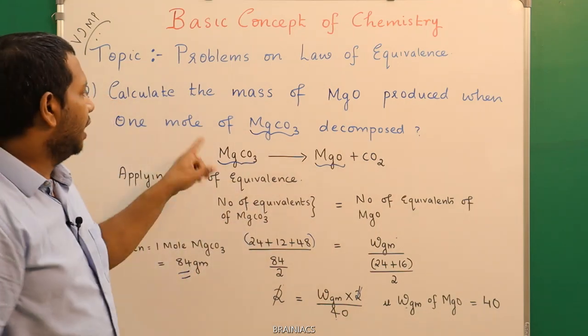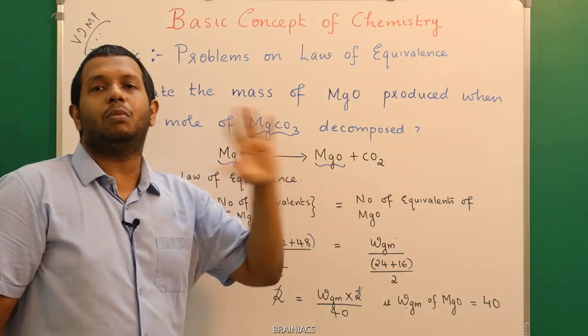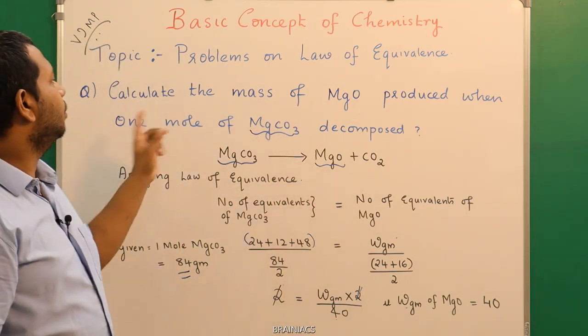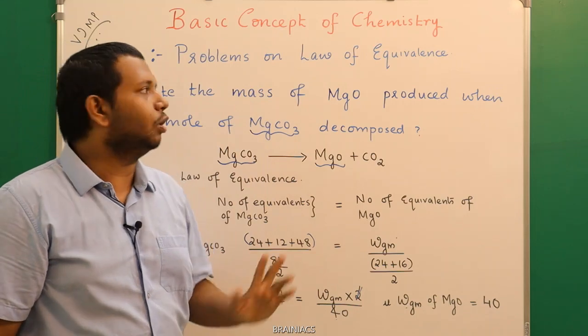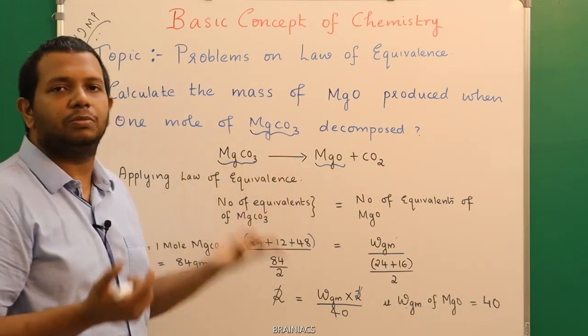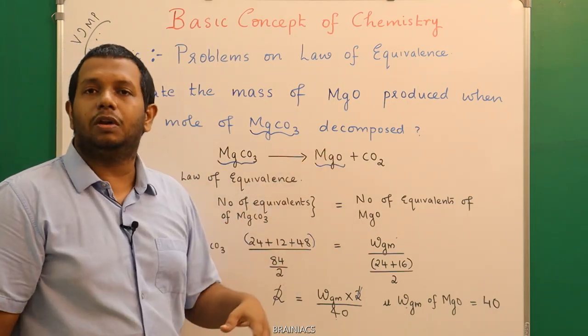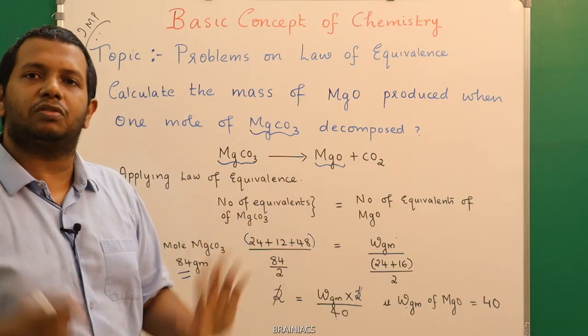I know that as per the stoichiometric ratio, 1 mole of MgCO3 gives rise to 1 mole of MgO. Now very simple, what they are asking you: calculate the mass of MgO produced when 1 mole of MgCO3 is decomposed. So given is 1 mole of MgCO3. Now tell me, if given is 1 mole MgCO3, how many moles of MgO will be formed? 1 mole of MgO will be formed based on stoichiometry.